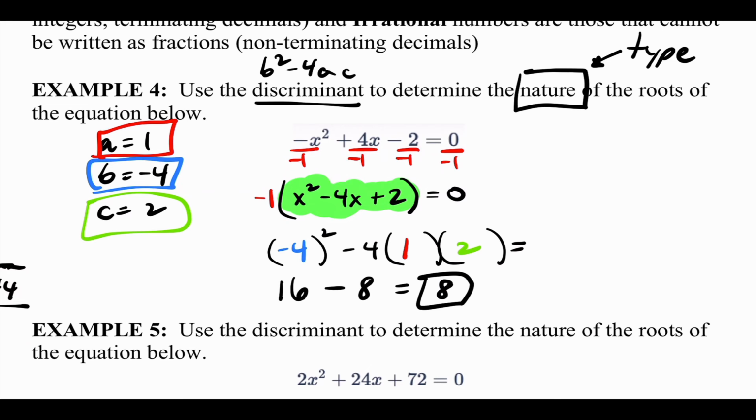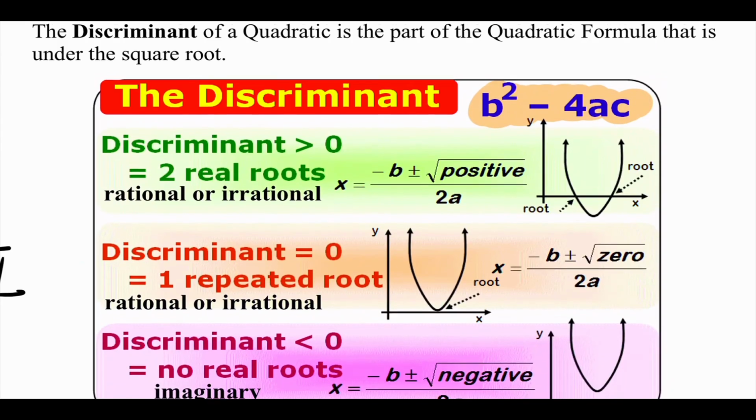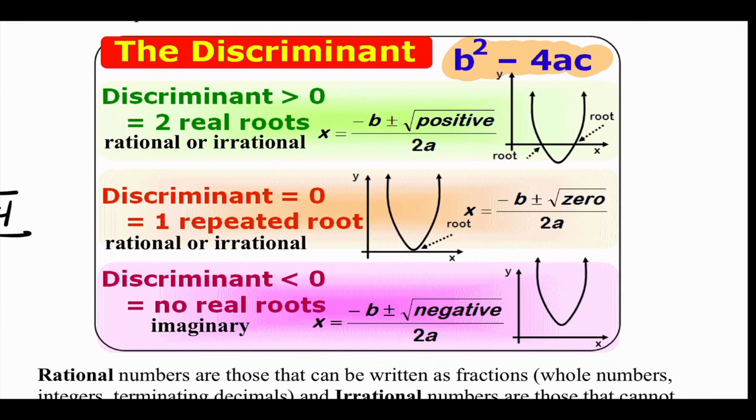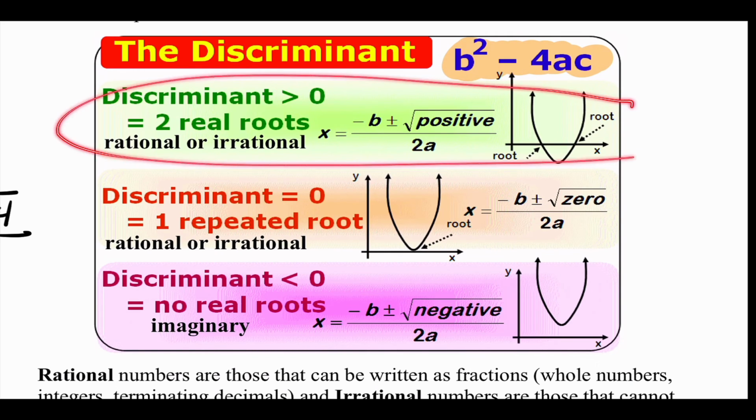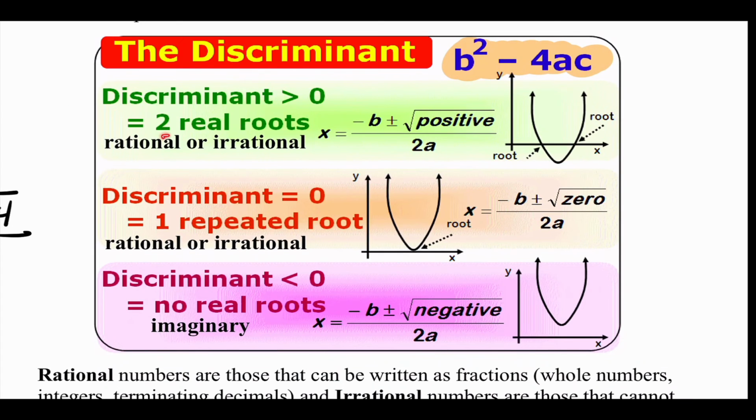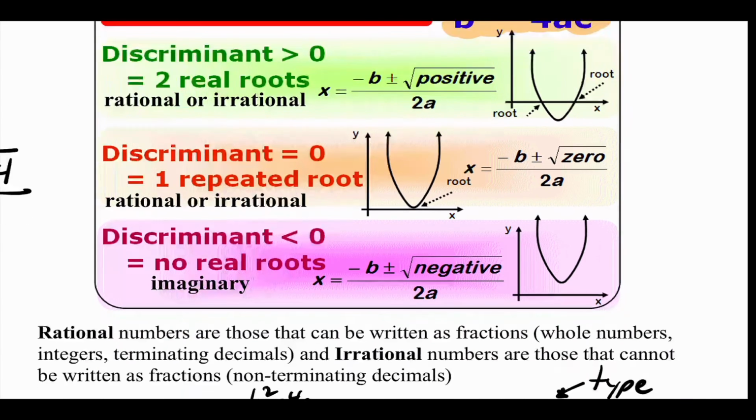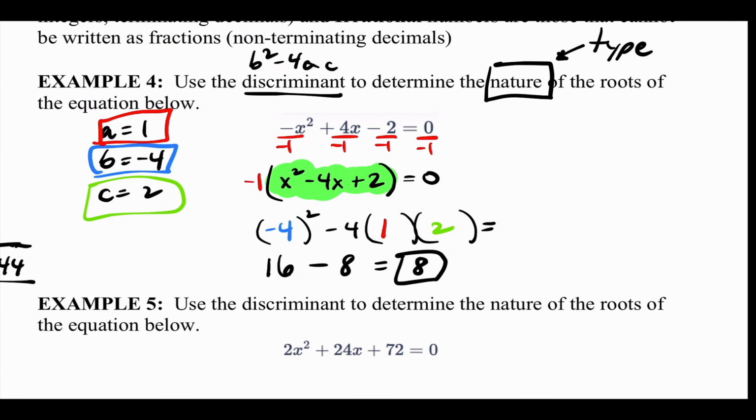All right, so on the table, we got to figure out where 8 falls. Where does 8 fall? In the green, in the orange, or the purple? Well, 8 is bigger than 0, right? It's positive. So it's going to fit in the green. So that means I'm going to have 2 real roots. I'm going to write that down. I'm going to have 2 real answers. 2 real roots.